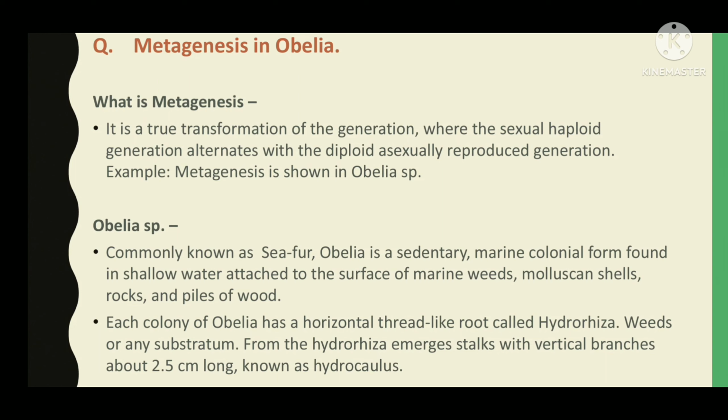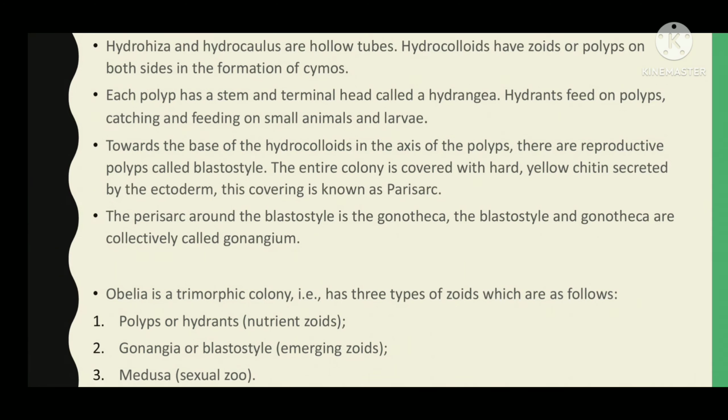Commonly known as sea fur, Obelia is a sedentary marine colonial form found attached on the surface of seaweeds, molluscan shells, rocks, and wooden piles in shallow water. Each colony of Obelia consists of a horizontal thread-like root called hydrorhiza, which is attached to a weed or any substratum. From the hydrorhiza arises a vertical branching stem about 2.5 cm long, which is known as hydrocaulus. The hydrorhiza and hydrocaulus are hollow tubes.